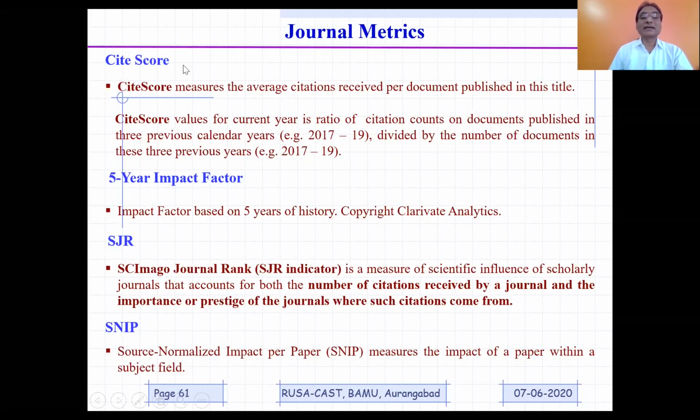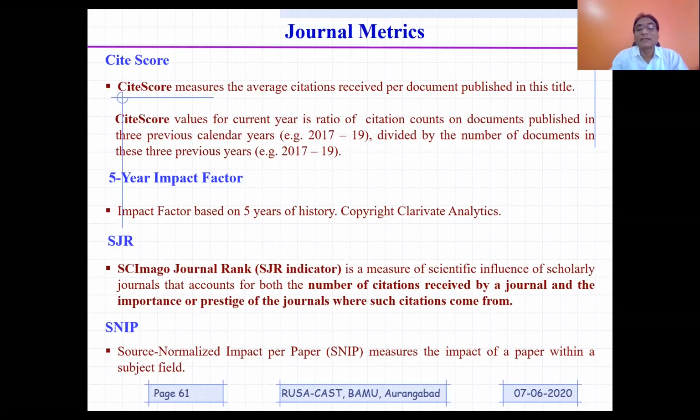So one of them is cite score. What is cite score? Cite score measures the average citations received per document published in this title during the last 3 years. Impact factor always gives you the measure of citations during the last 2 years, whereas cite score always gives you the measure of citation details during the last 3 years.